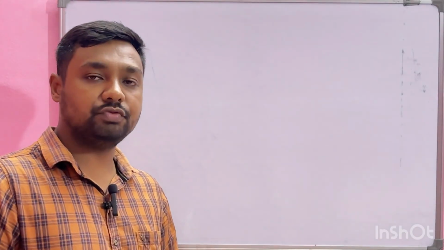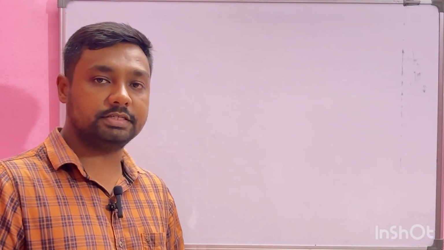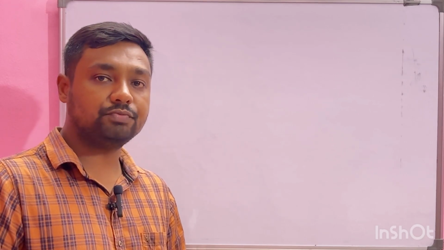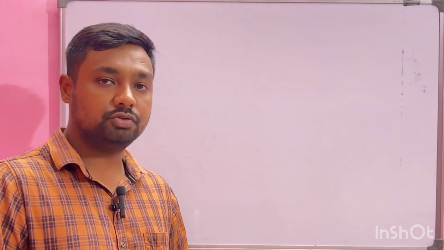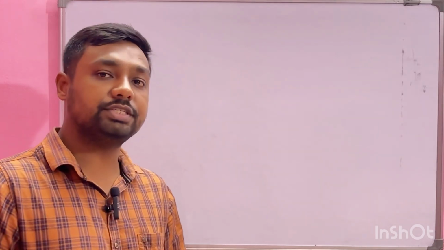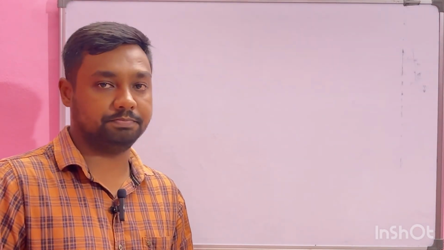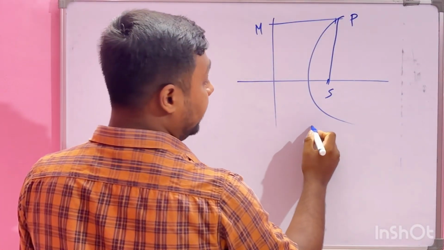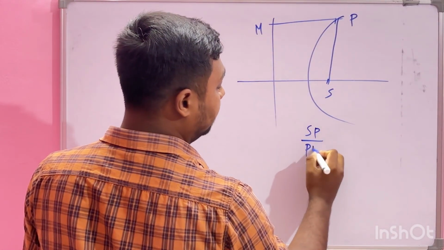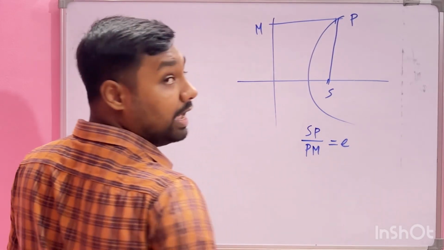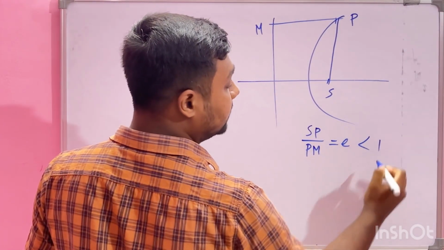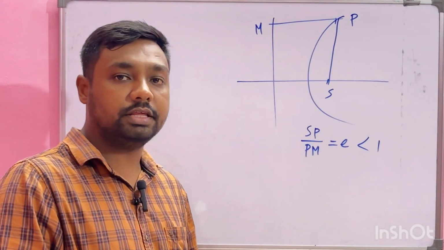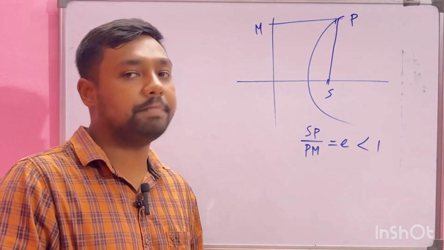So students, as we have already learned from the previous classes about conic sections and the first form of conic, that is the parabola, now in today's lecture we will study the conic ellipse. We already know that if this is a conic, then SP by PM equals e, and if e is less than 1, then the conic is called an ellipse. Now let's study the ellipse in an elaborate manner.